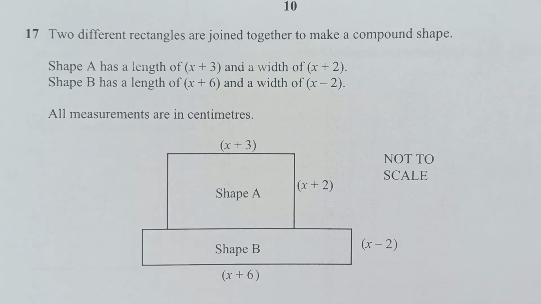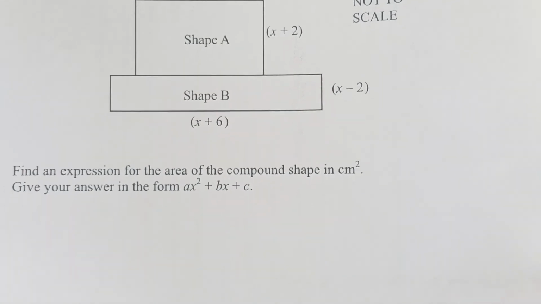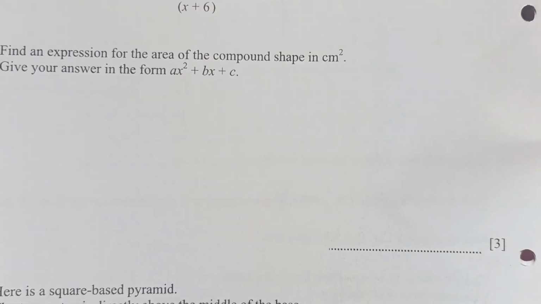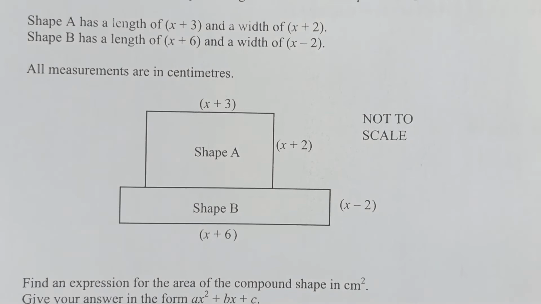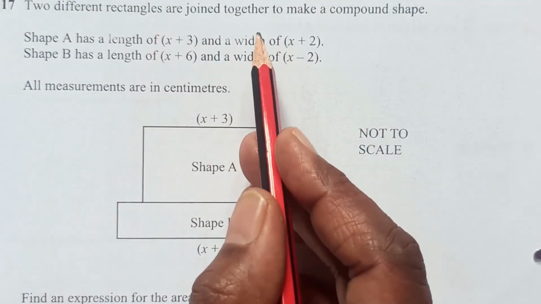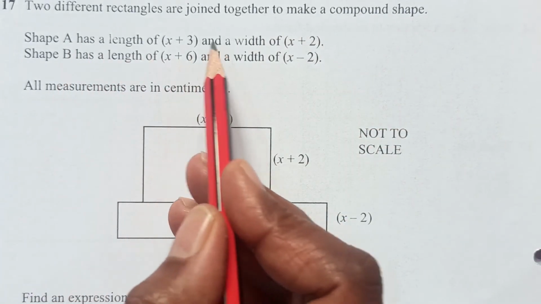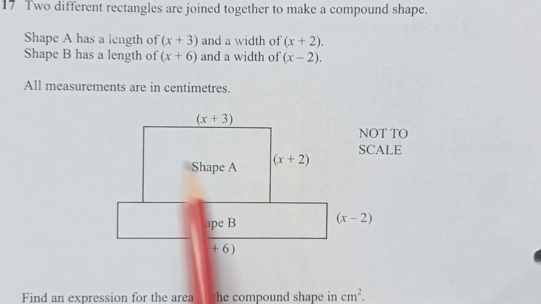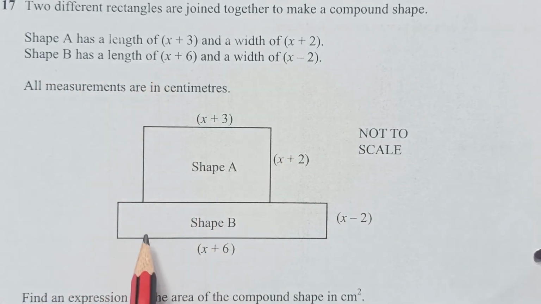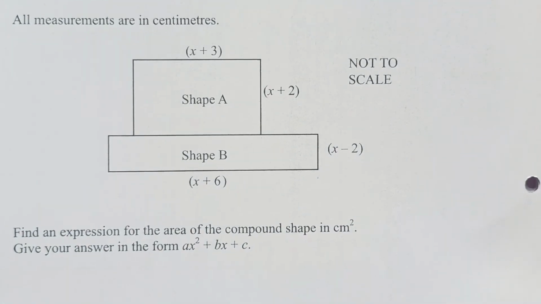Here we have quite a hard, or maybe lengthy, question of 3 marks. So we are given 2 shapes. 2 different rectangles are joined together to make a compound shape. Shape A has length x plus 3 and width x plus 2. Shape B has length of x plus 6 and width x minus 2. Find an expression for the area of the compound shape. So give your answer in this form, right?